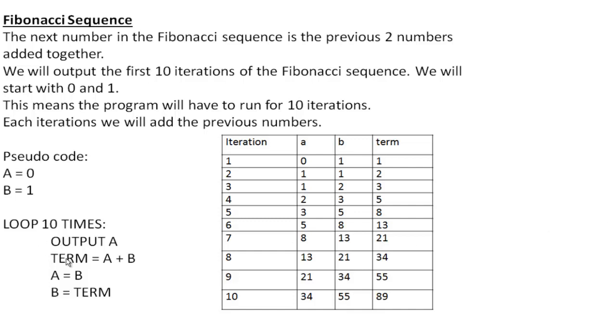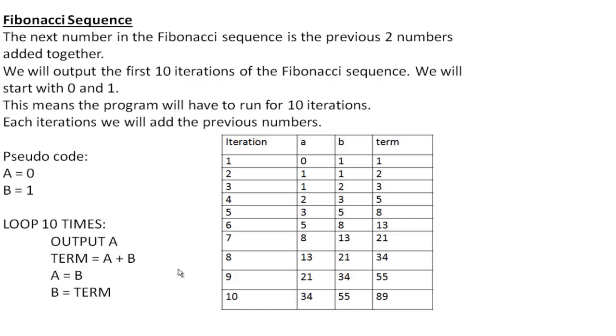Here's an example as if we were on the 5th iteration. We output 3 and then set term to 3 plus 5, which is 8. We then change the variable a to b, which is basically turning the 3 to 5. It then sets 5 to 8, which is b to term. On the next iteration, it'll output 5 and then set term to 5 plus 8, which is 13. It then changes the 5 to 8 and then sets the 8 to 13.